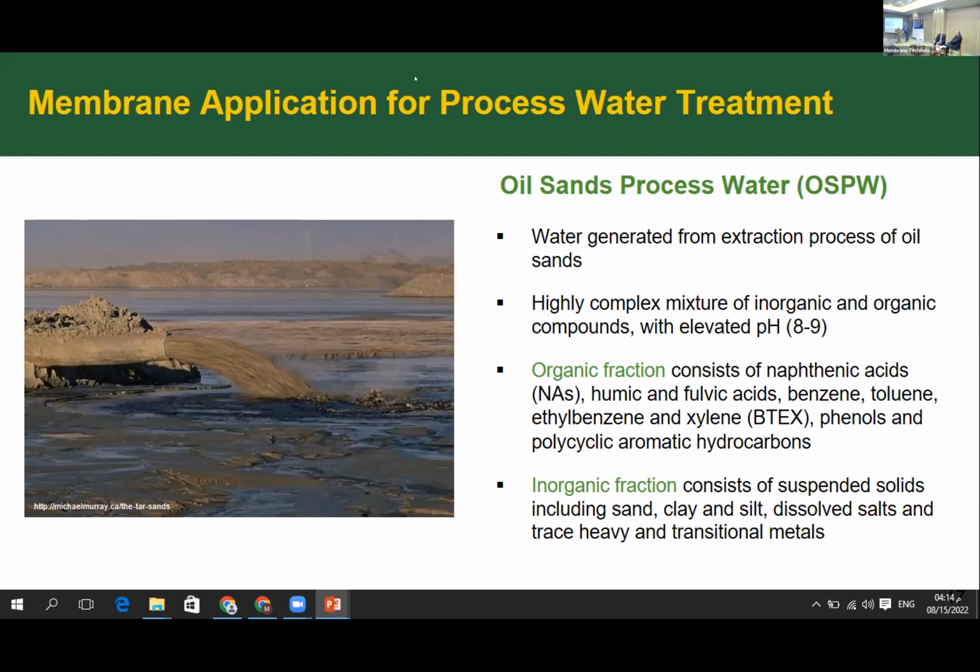So the organic fraction of this water is highly complex. It has thousands of compounds, many of them BTEX compounds, humic and fulvic acids, benzene, toluene, you name it, plus a group of naphthenic acids. These are naturally occurring compounds, formed over millions of years during the formation of this oil-containing material. And of course, it also has a lot of other materials, including suspended solids, sand, salt, among many other heavy metals, transition metals, and others.